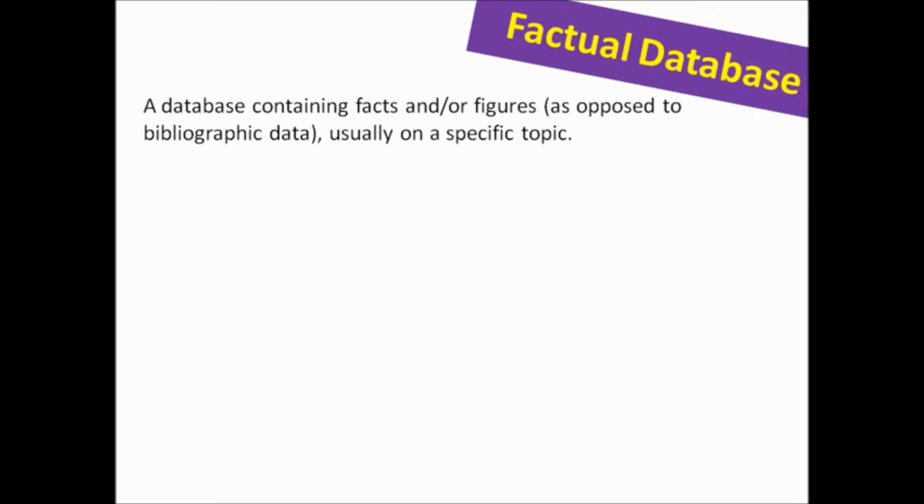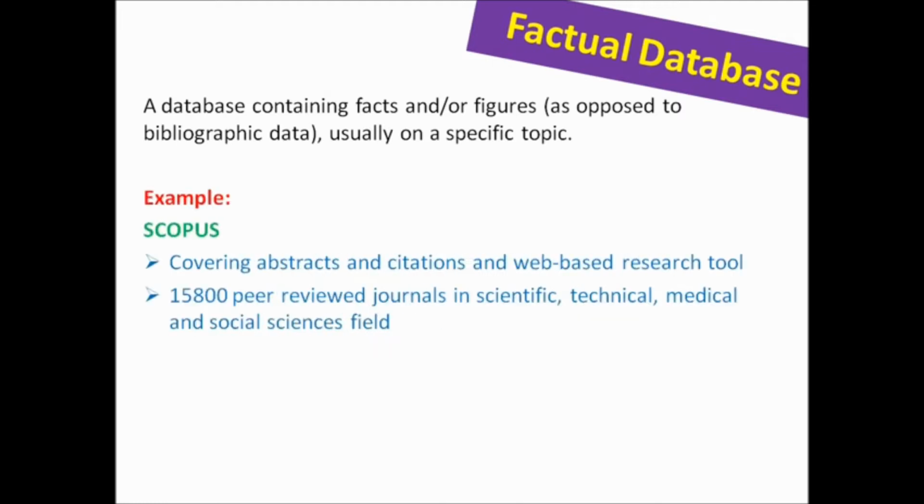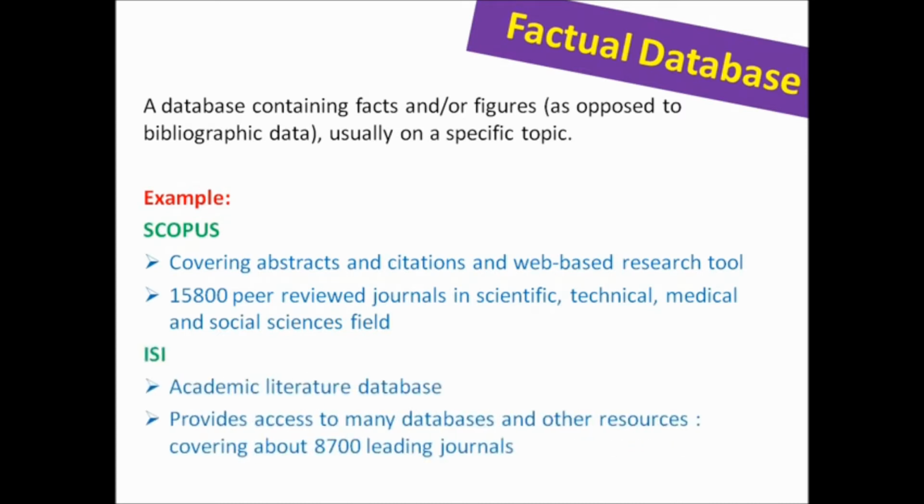For factual database, a database containing facts and or figures as opposed to bibliography data, usually on a specific topic. For example, we have Scopus and ISI. Scopus is a discovery, abstract and citation, and web-based research tool. And ISI is an academic literature database. Each provides access to many databases and other resources.